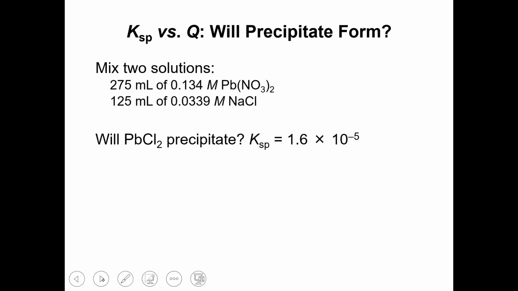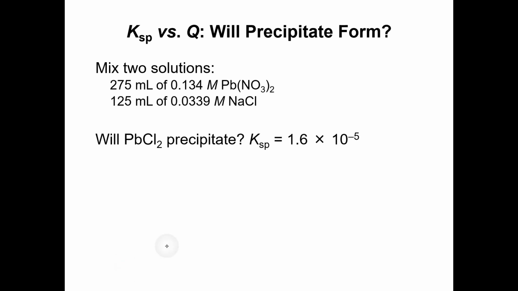Okay, so let's look at an example where we calculate Q and determine if a compound will precipitate out. So we're going to mix 275 milliliters of this concentration of lead nitrate and 125 milliliters of 0.339 molar sodium chloride. And we want to know if lead chloride will precipitate out. So we're given KSP for lead chloride.